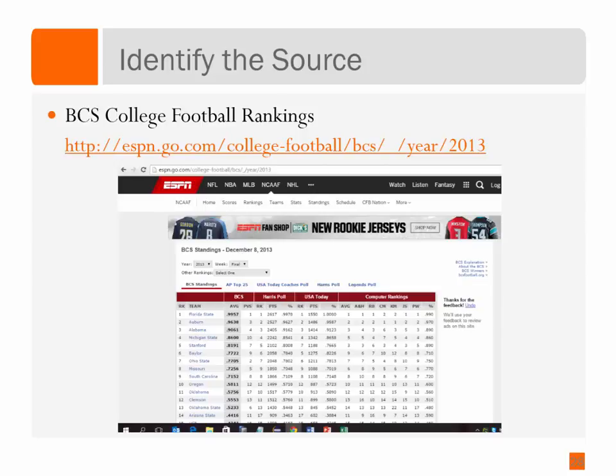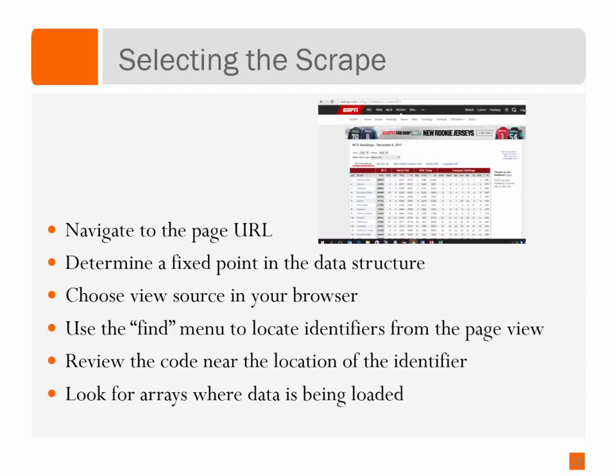We'll identify the source. As an example here, we've identified the BCS college football rankings. We have a link here to the football rankings, and these are rankings of the different teams. When we see the university name listed there, what that means is the football team for that university. Then we have to select the scrape.